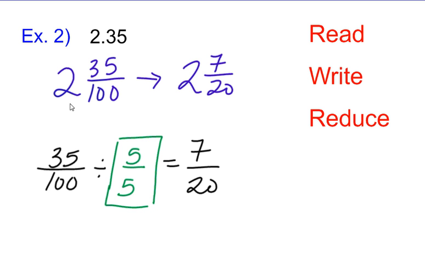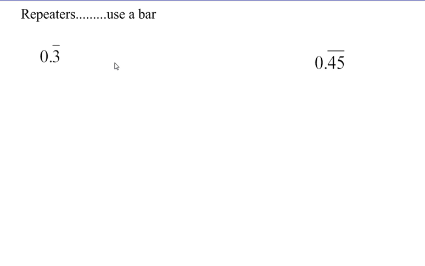I want to make sure we bring that whole number 2 out in front because it's out there. It's a whole 2 plus another part. We want to make sure that it's tied together. Now repeaters use a bar. So how do we know how to change this into a fraction?